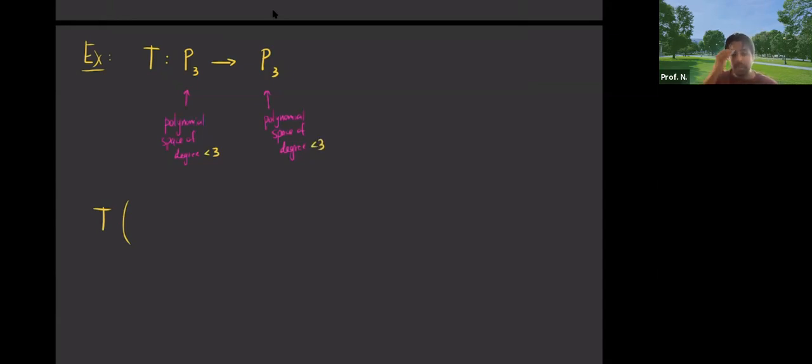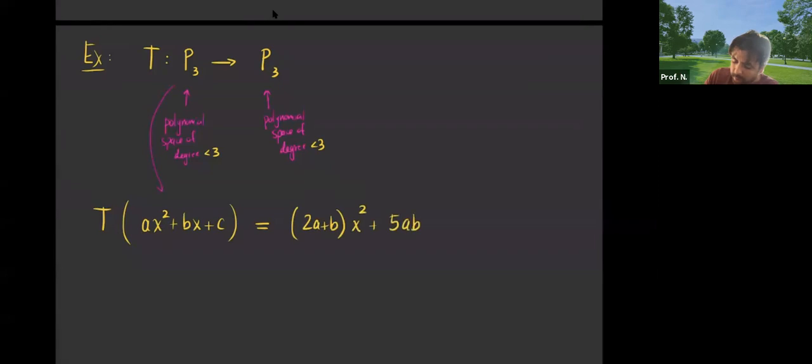If you have a polynomial space of degree less than 3, then you're either degree 2, degree 1, or degree 0. And these look like the following: ax squared plus bx plus c. These are the polynomials in degree less than 3 space. And when you apply this polynomial to this linear transformation, I get a new polynomial. And this is the new polynomial that they give me: (2a plus b) x squared plus (5a plus 5b plus c) x minus a.